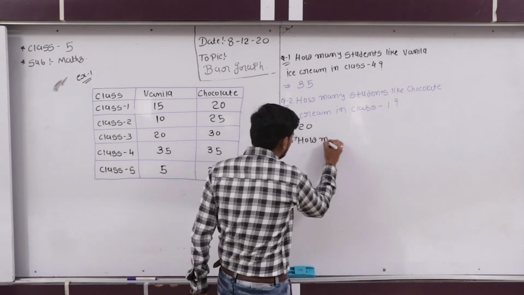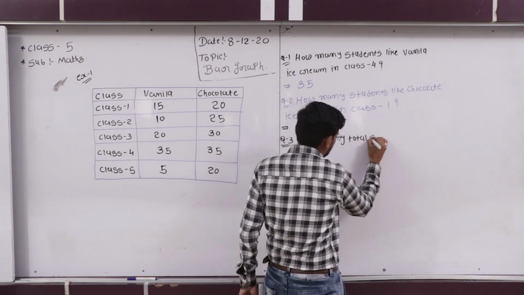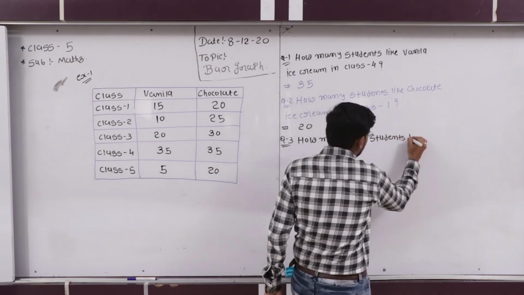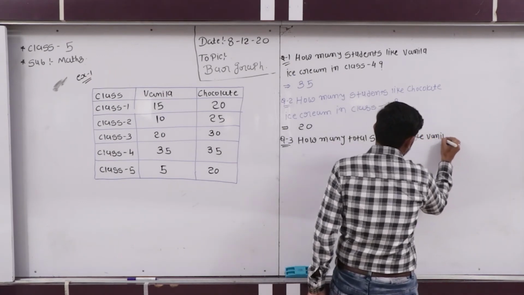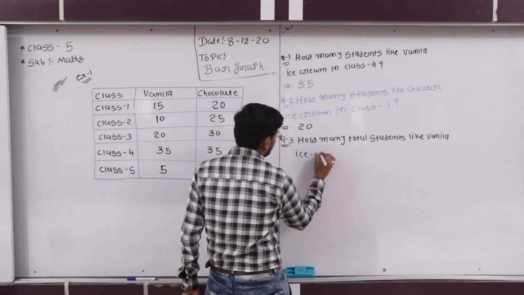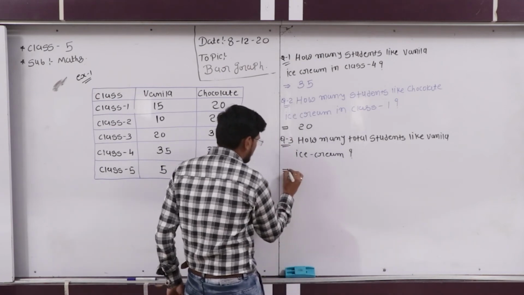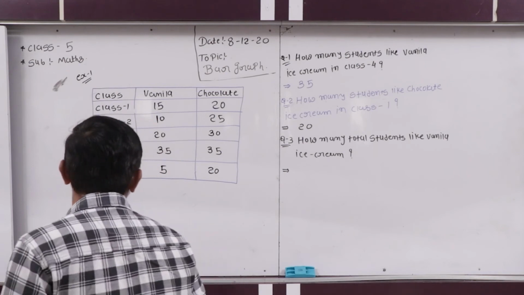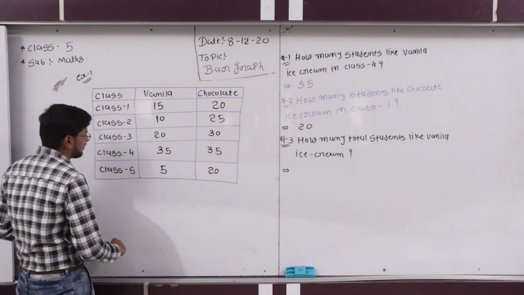Question number 3. How many total students like vanilla ice cream? How many total students like vanilla ice cream from class 1 to 5? Let's count it. 15 plus 10, 25.